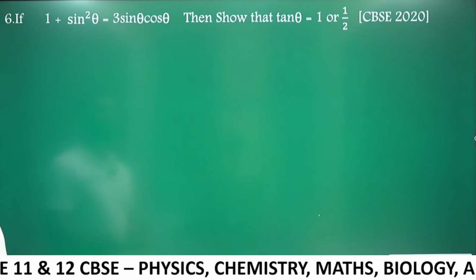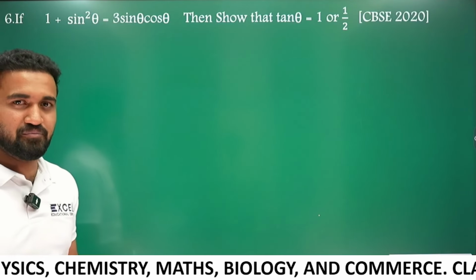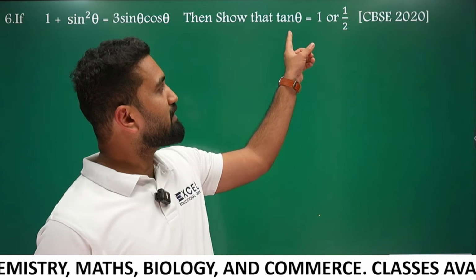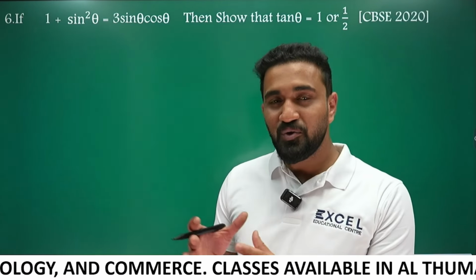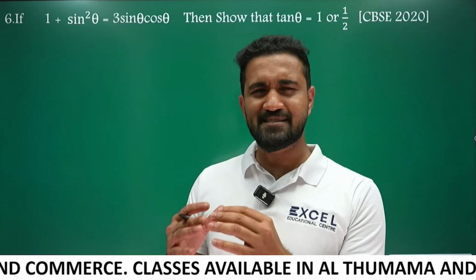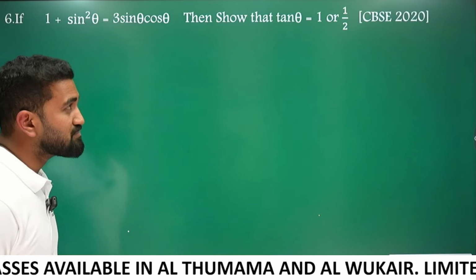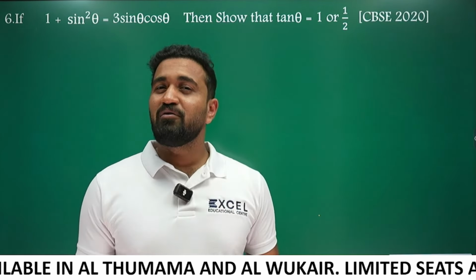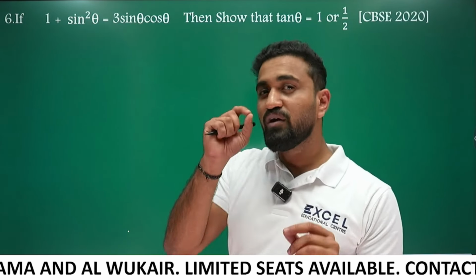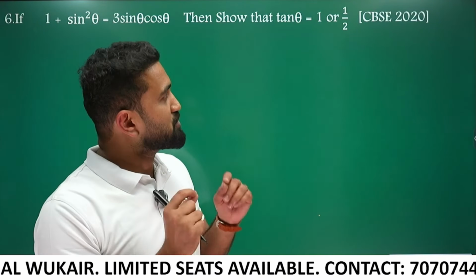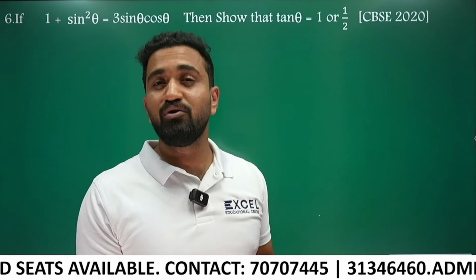They're telling the fact that if 1 plus sine square theta is 3 sine theta cos theta, then show that the value of tan theta equals 1 or 1 by 2. Guys, tell me how you will think, or how you will start. What is the stepping line of handling this question? See, there are multiple ways of handling a question. If you are not able to connect from here to here, I will tell you a hint. Try to find a way to connect from this thing to this guy. Sometimes it will give you the idea of how to resolve things.